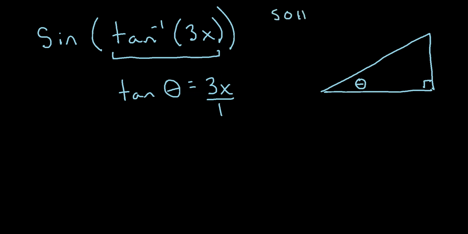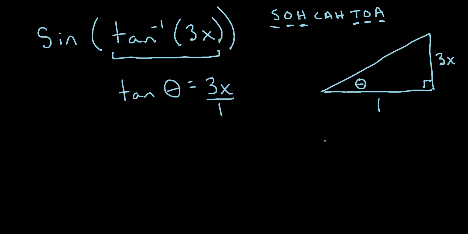So again, if you think about SOHCAHTOA, the tangent of some angle is calculated as the opposite side divided by the adjacent side. So the opposite side of the angle is over here, that's 3x, divided by the adjacent side, which is right here, is a 1. So now that we've written that, we can move to the outside of the parentheses and say, okay, what is the sine of this angle? Well, the sine is the opposite side divided by the hypotenuse. So the opposite side divided by whatever this hypotenuse is. So let's figure out what this hypotenuse is.